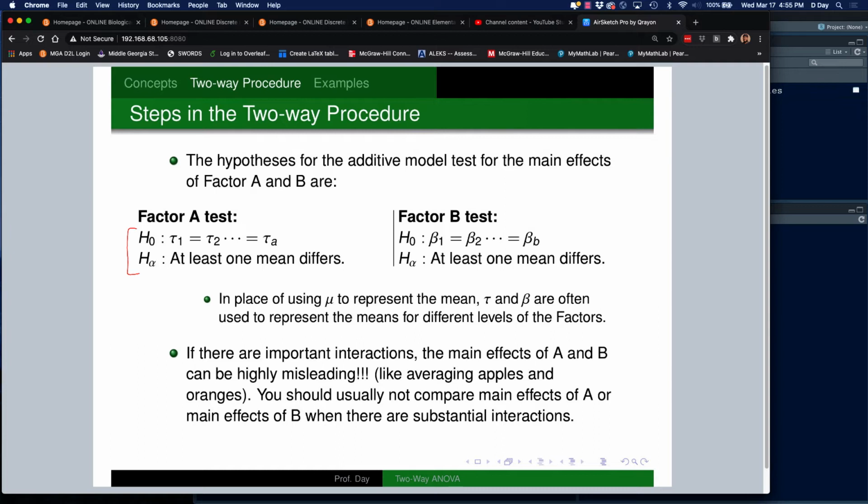It's basically assumed across the board that when you do have a substantial interaction, you don't compare the main effects of A or the main effects of B across their levels, because you can get into a little bit of trouble. You can still do it, but you can get into a little bit of trouble. So we'll talk about that here in a minute.